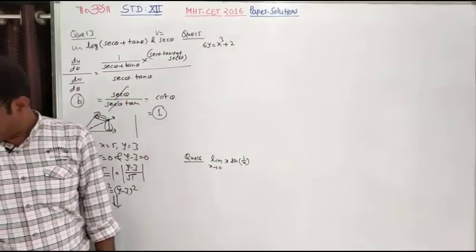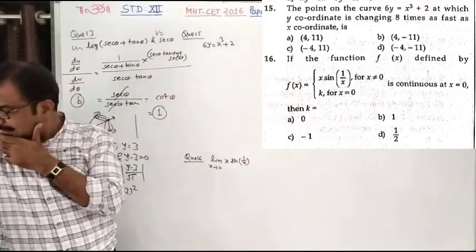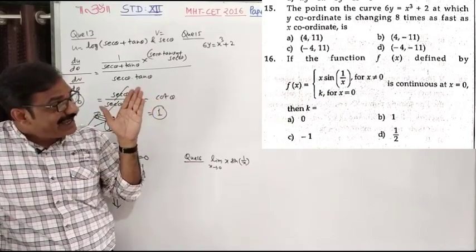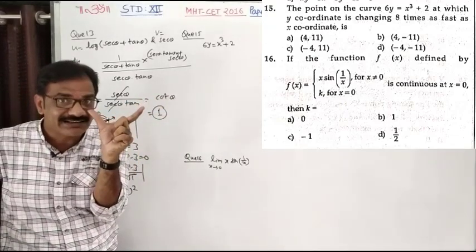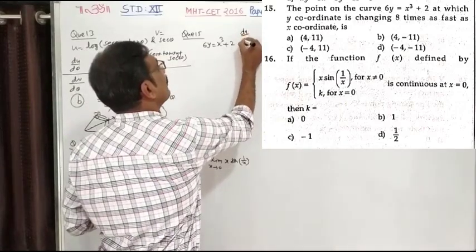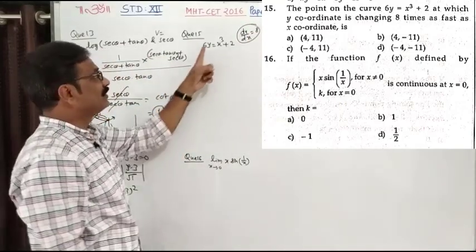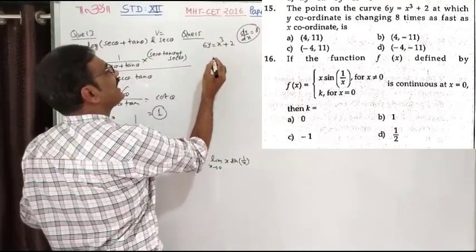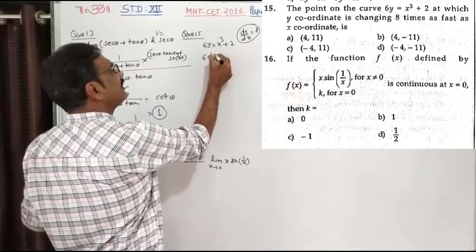See question number 15 now. The point on this curve at which the y coordinate is changing 8 times as fast as the x coordinate. It is given that the rate of change of y with respect to x is 8. As you know, the slope of this line is dy by dx. Rate of change gives you dy by dx as 8. Slope की कोई जरूरत भी नहीं है भाई, just differentiate it.